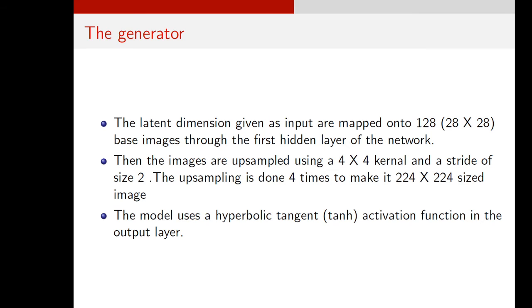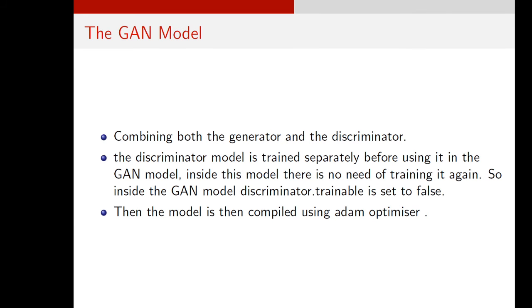In the generator, the input is 128 28 by 28 latent space images. The images are upsampled 4 times, and it gives a size of 224 by 224. The model uses a hyperbolic tangent activation function in the output layer.